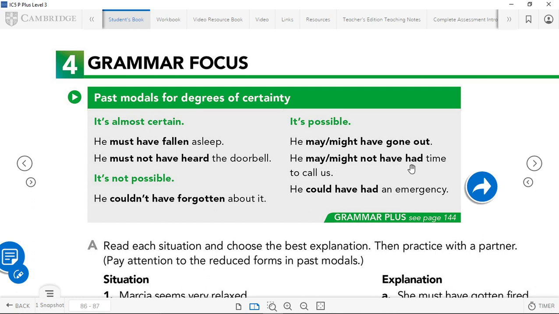He may not have had time to call us. He might not have had time to call us. And he could have had an emergency. That will be the last one, okay? Very good.